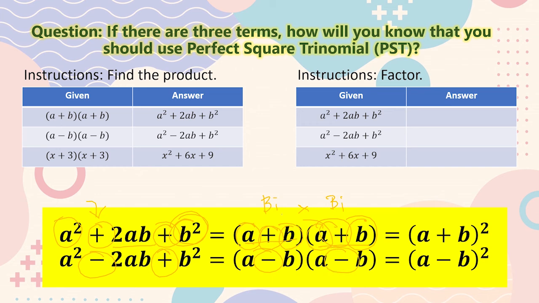If you notice that two binomials are exactly the same, so we can actually write it in exponential notation by simply writing it as the square of a plus b. Because the two binomials here are exactly the same. Same here in our second. Both of them are a minus b. So you can write it as the square of a minus b.